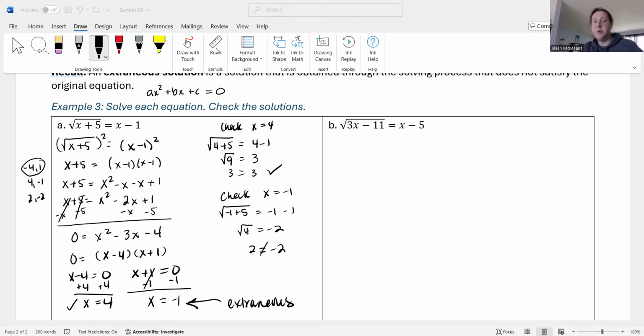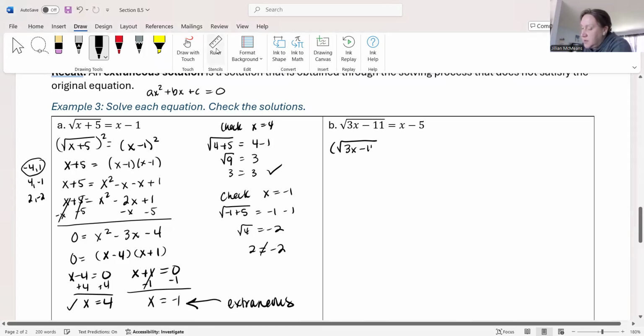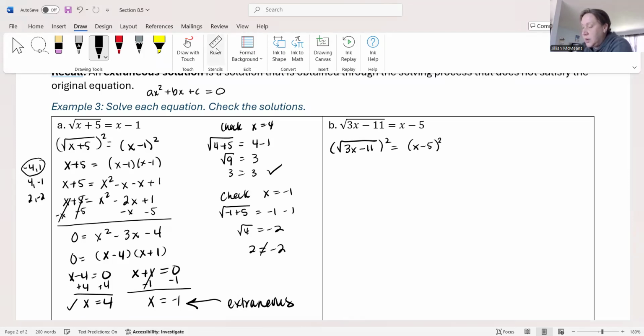So let's solve. Remember, the steps are to isolate the radical. In part B, the radical is already on its own. So we want to square both sides of the equation, and when we do that, we're going to get something quadratic in nature. So I've got the square root of 3x minus 11, squared, and then x minus 5, squared. The left-hand side is easy. The square root and the exponent of 2 unravel each other, so I'm left with just 3x minus 11.